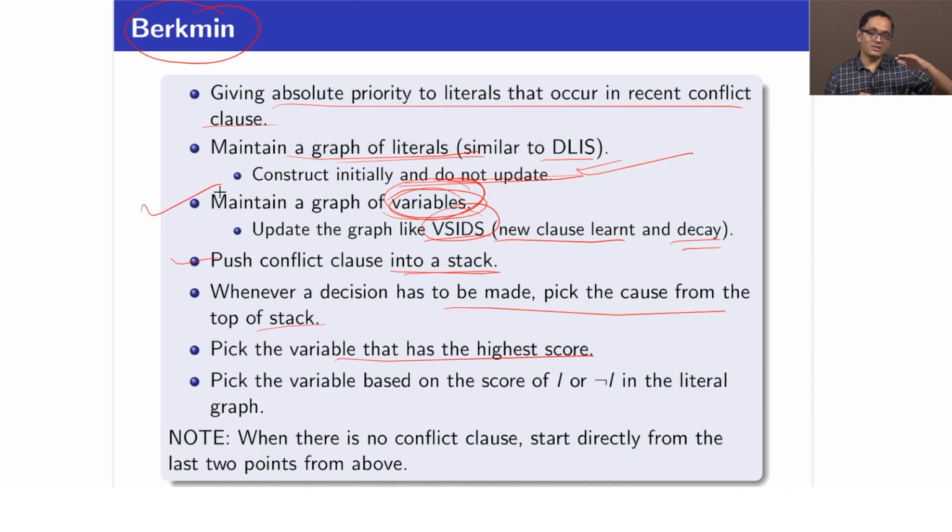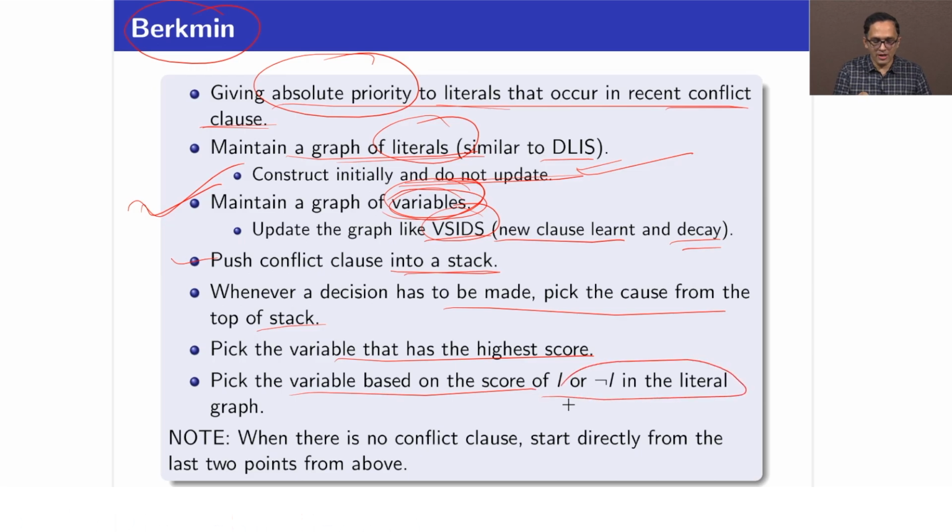So you can see that I am giving priority to the variables occurring in the last conflict. This is the absolute priority to the literals that occur in the recent conflict. I take the last conflict clause, see what variables are occurring there, see which has the highest value, and pick that one. And which value I pick, true or false, is based on the literal score. If x1 has a higher value than not x1, then I pick true, and if not x1 has a higher value than x1, then I pick false. So I pick the variable based on the variable score, and then the value based on the literal score.